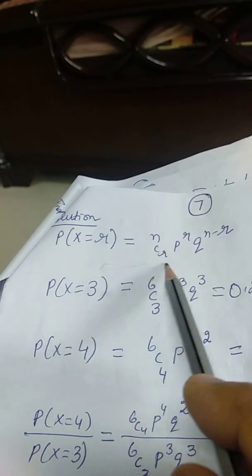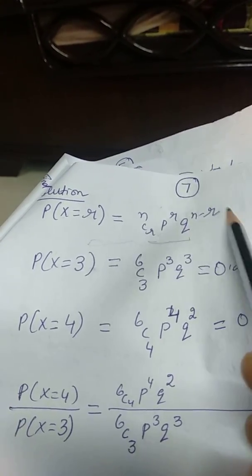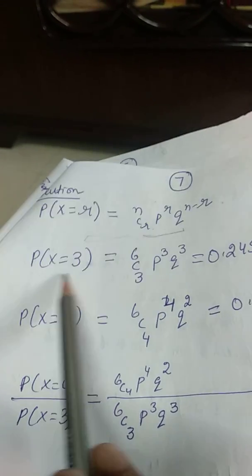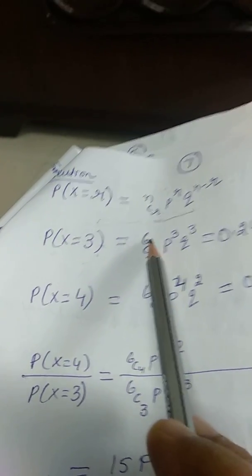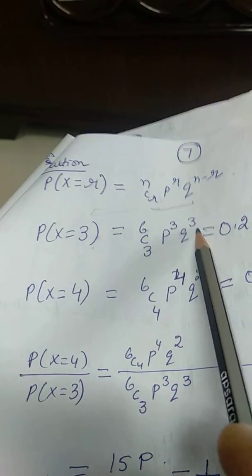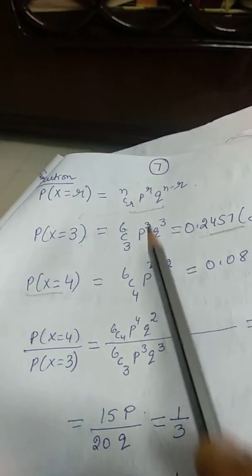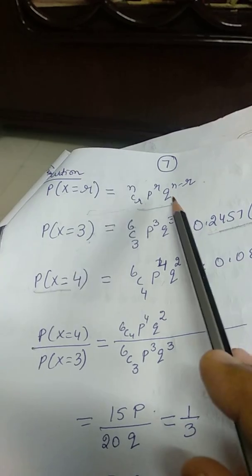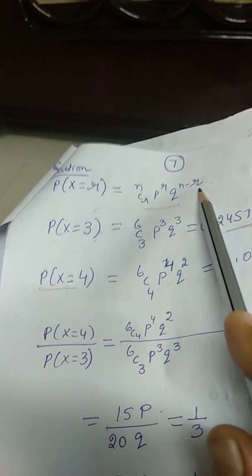So what is given? First of all, in the solution we have to state the probability of the binomial distribution, which is nCr p raised to r q raised to n minus r. The given thing is the probability of 3 successes. What is the probability of 3 successes? n is 6 for us, because the coin was tossed 6 times. 6C3 p raised to power 3 q raised to power 3, and it is given 0.245. Then you are also given the probability of 4 successes. 6C4 p raised to power 4. Now r is 4. q raised to power 4 minus 6 minus 4. So n minus r is 4.